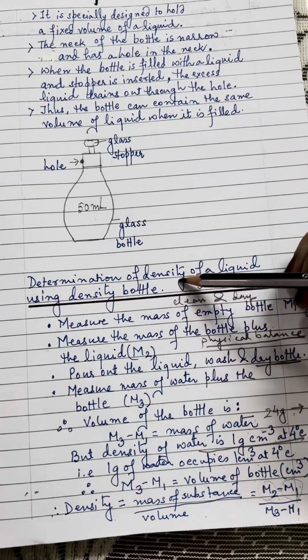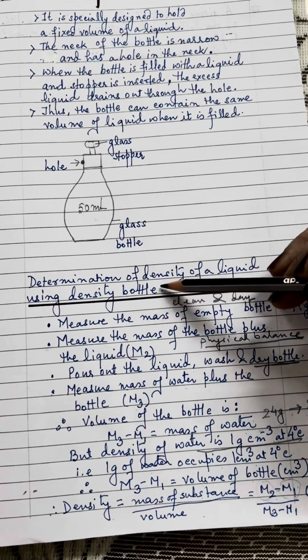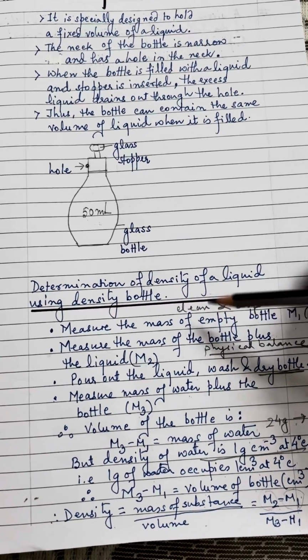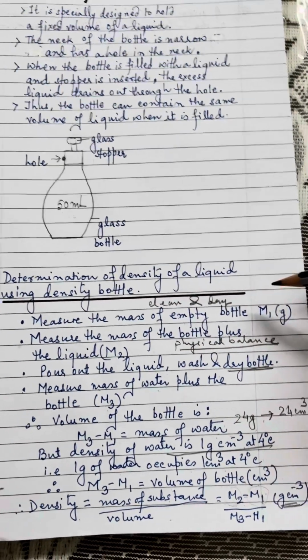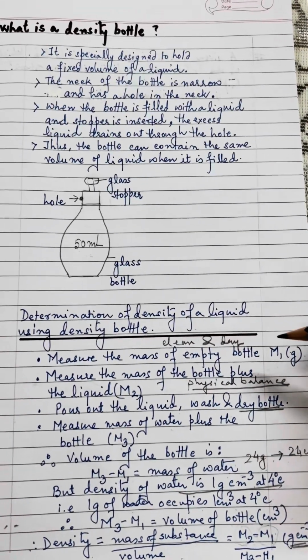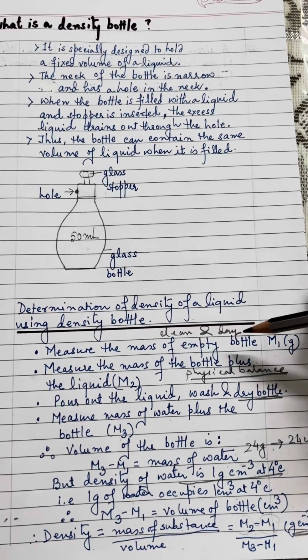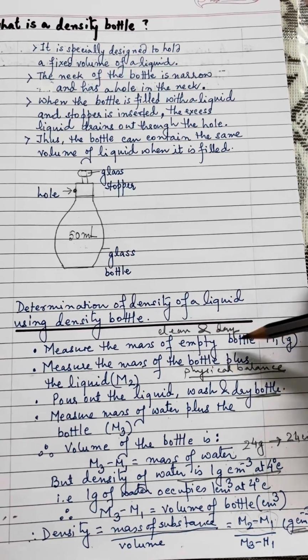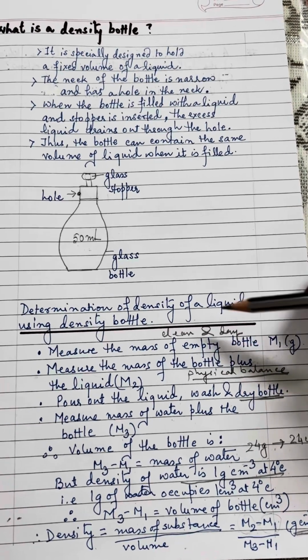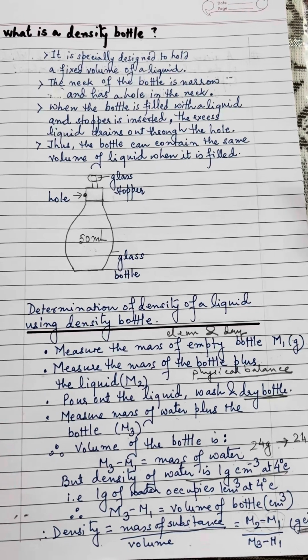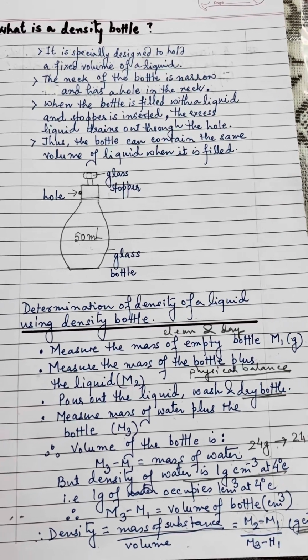Now determination of density of the liquid using the density bottle. So first of all, we need to measure the mass of the empty bottle. We shall measure the mass of the empty bottle and let it be mass m1. Now remember that this empty density bottle has to be clean and dry, and we shall be using physical balance and electronic balance as I have already mentioned.